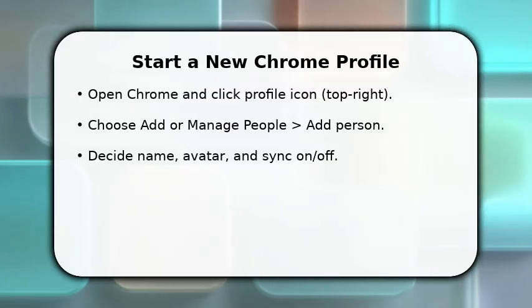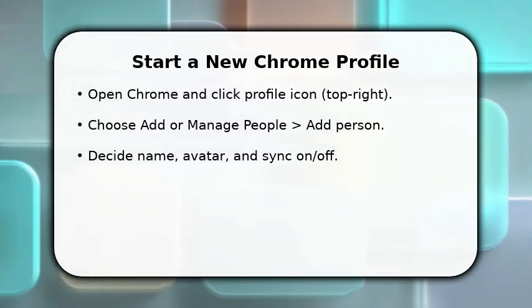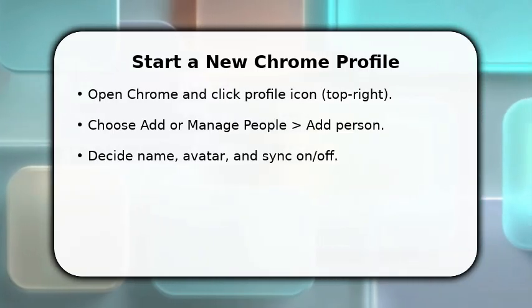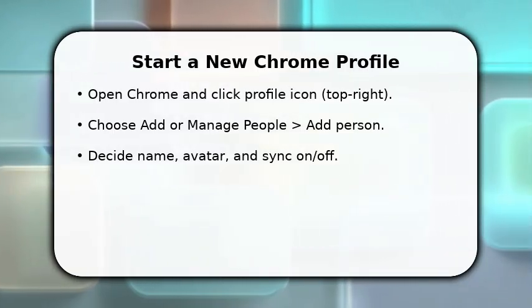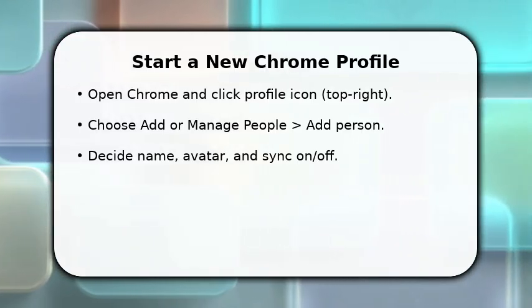You'll begin right at Chrome's Profile menu. Click the circular profile icon in the top right corner, then pick Add or Manage People and select Add Person. When the dialog appears, enter a short name and choose an avatar so you can instantly recognize this profile.